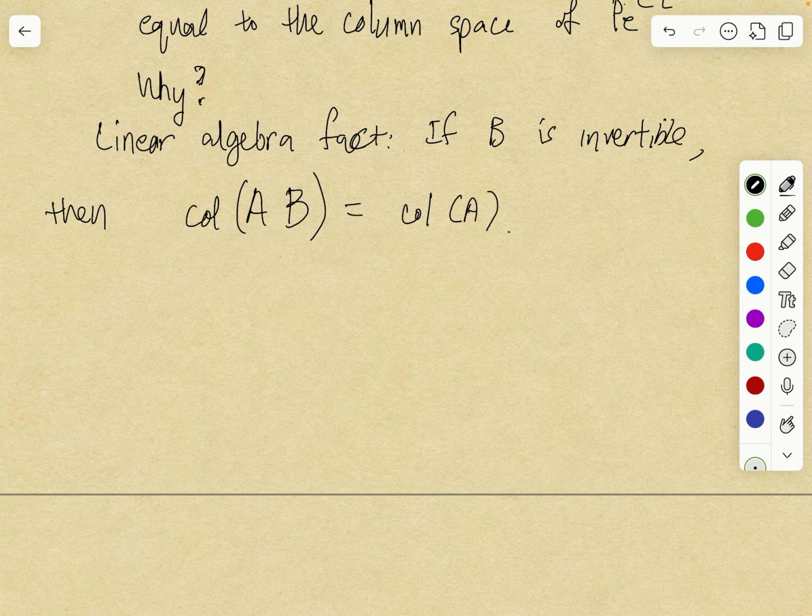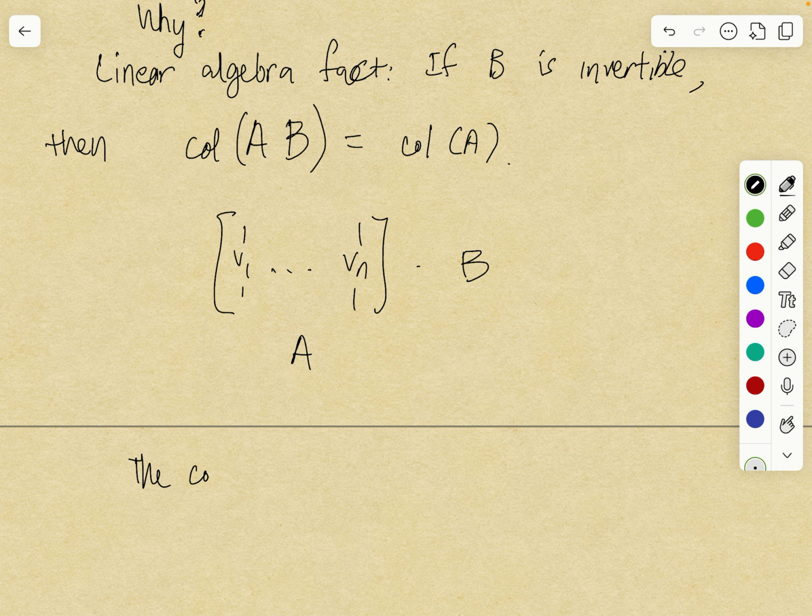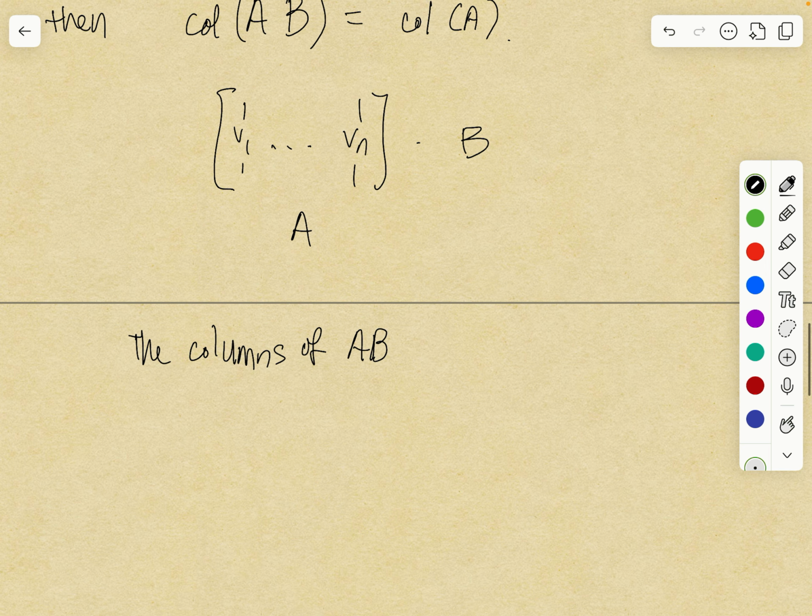Okay, let's think about why this is true. When you have a matrix A, let's say its columns are V1 to Vn, and you multiply on the right by a matrix B, what you're doing is taking linear combinations of the columns of A. Each column of AB is a linear combination of the columns of A.